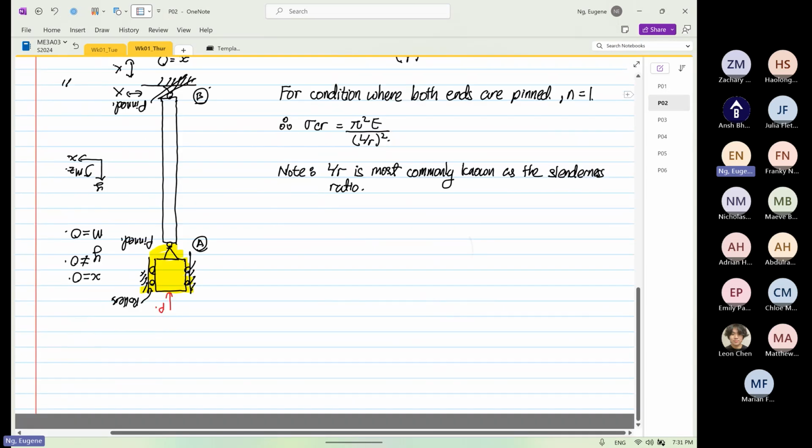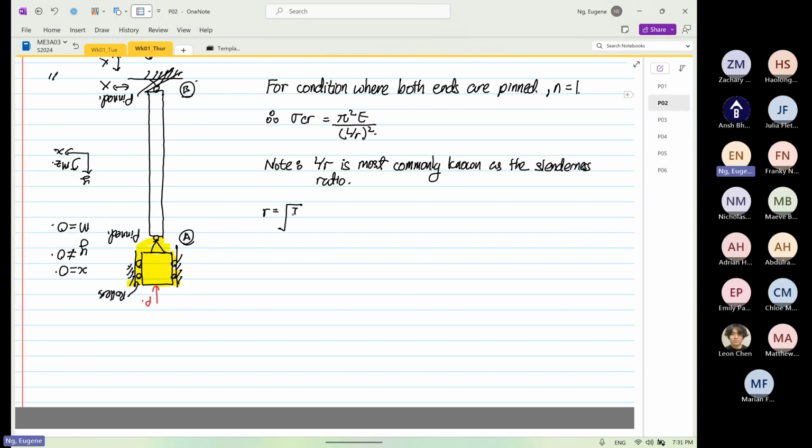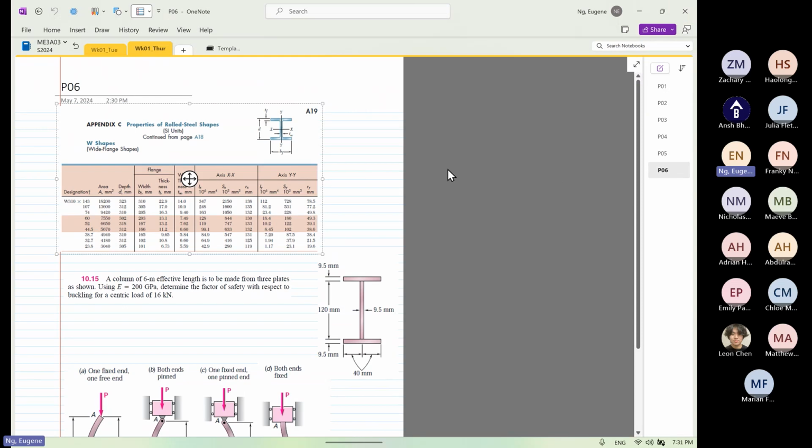Okay, so some of you might ask, so what? How do we get R? So we know that R is equal to square root I over A. We know that. So I posted this on Avenue to Learn.